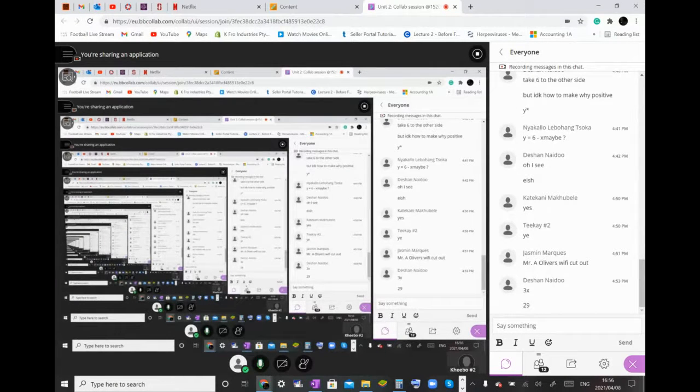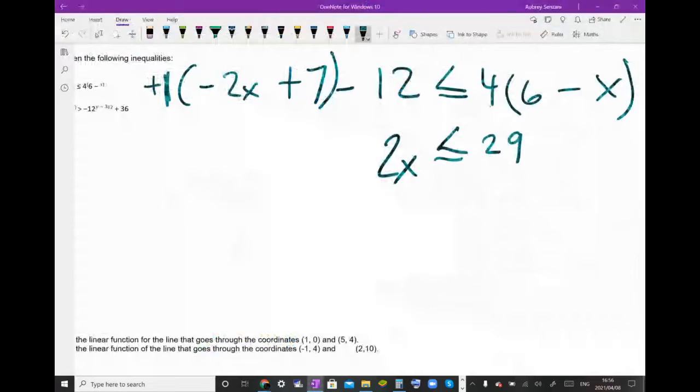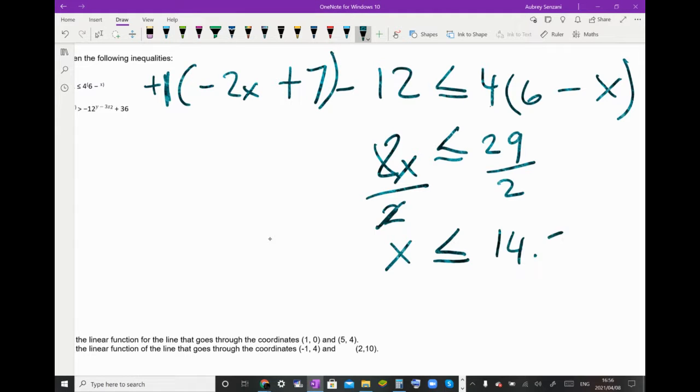Okay. Now, I like to have whole numbers. But the best thing is to leave it as x. All right. So, dividing by 2 on this side, you're going to get 14.5. Okay, that's your final answer.